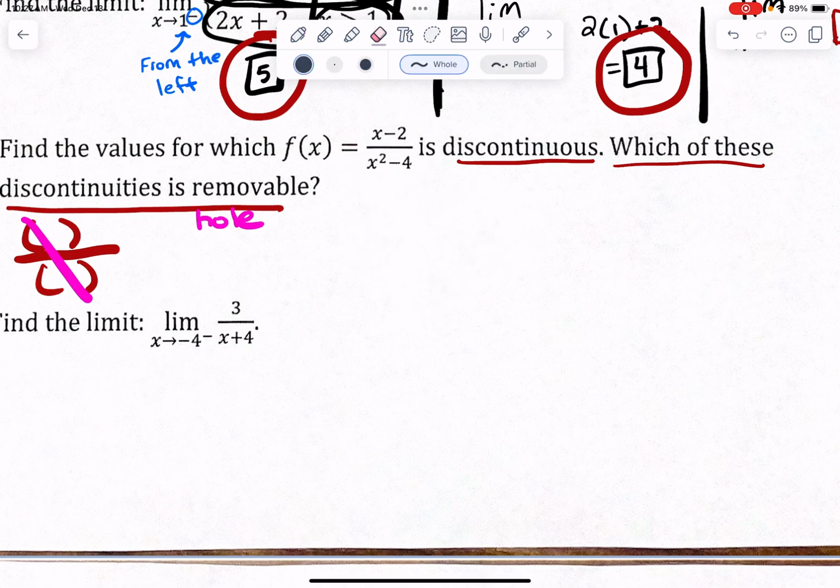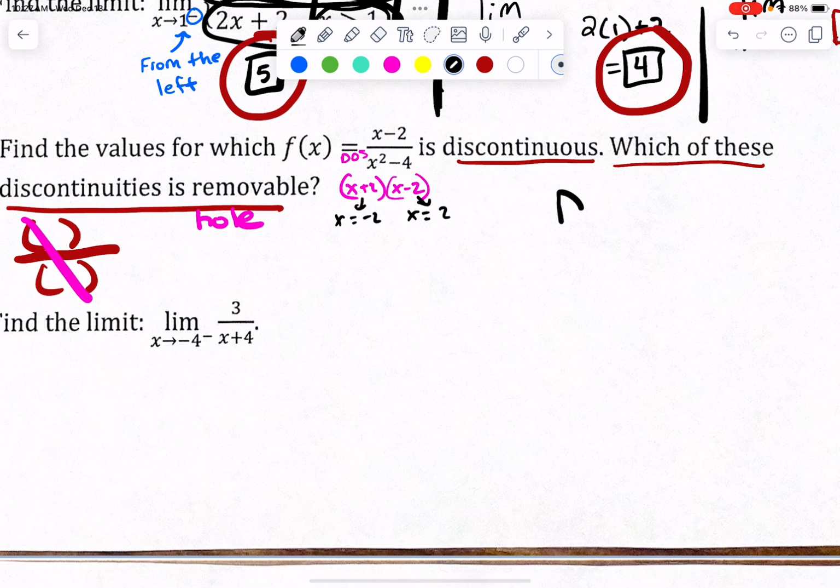I'm going to factor this down rather than setting it equal to 0. I'm going to break it down. It is a difference of squares, by the way. I'm going to do x plus 2, x minus 2. You're going to get the same answer, but whatever, it's fine. So I see that x equals negative 2 and x equals positive 2 if I set this equal to 0 and this equal to 0. So it is discontinuous at 2 and negative 2.